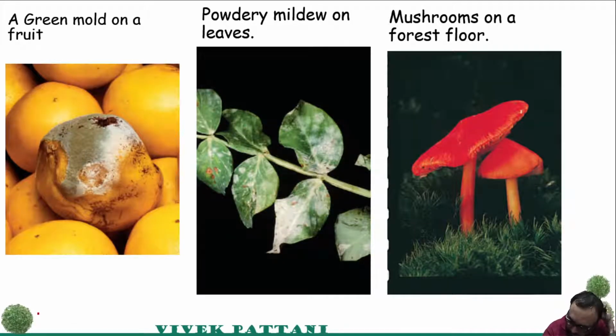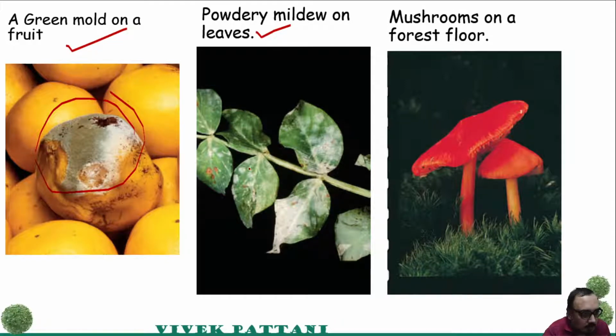Now the economic importance: different types of fungi have different uses, or some may even be harmful. But many fungi can also be used by human beings. For example, these two fungi can damage fruits, such as the green mold on the fruit, and the white patches you can see here, which are due to powdery mildew. And this is a photograph of some mushrooms.